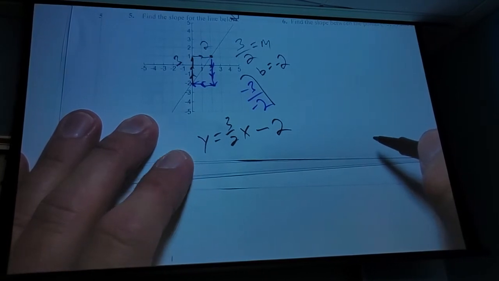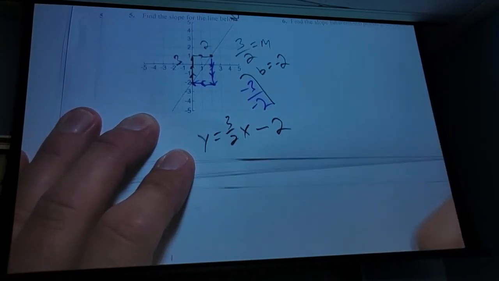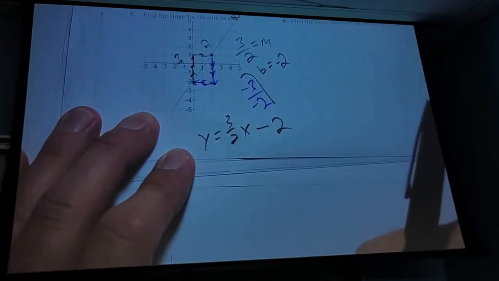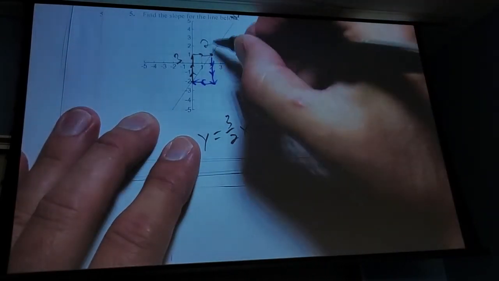You guys with me? Maybe? No? Once I figure out the slope and I have the y-intercept, that makes it so easy. I just have to throw them in and I have the equation for the whole line. Let's check this. What point is this?